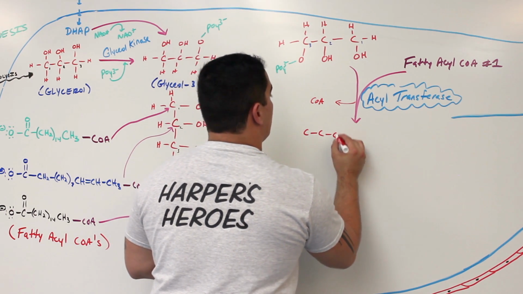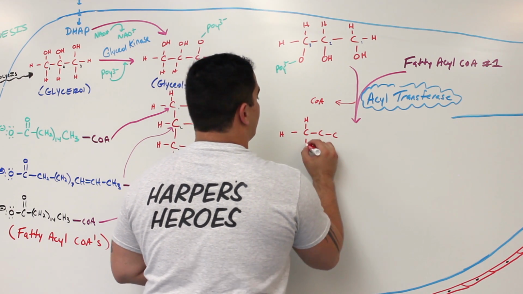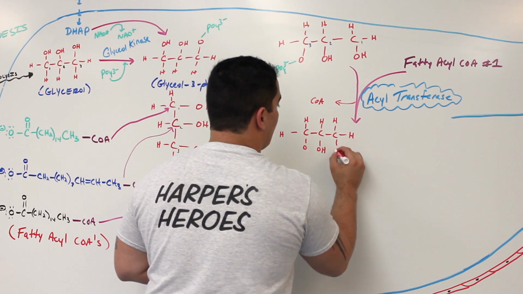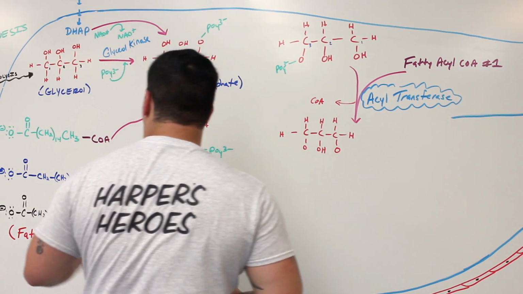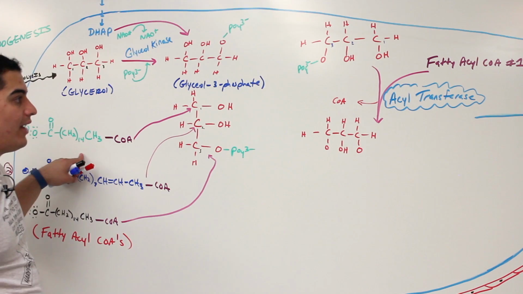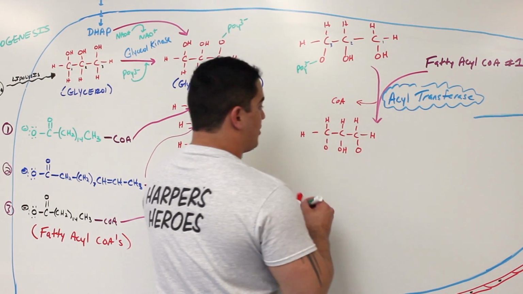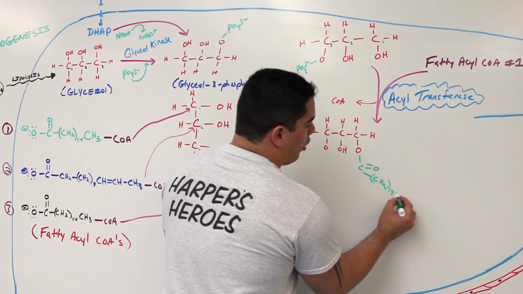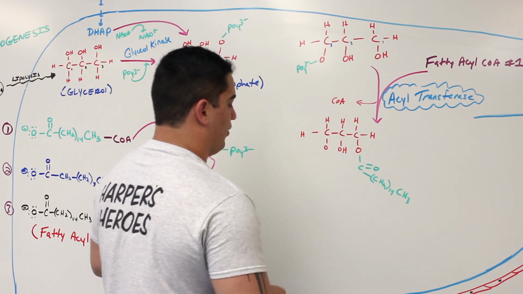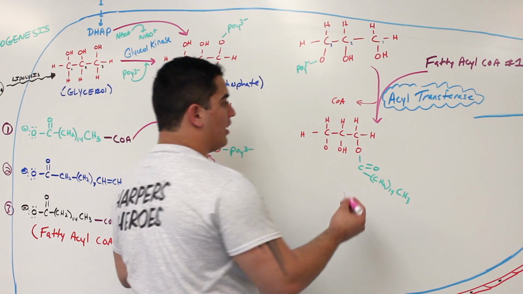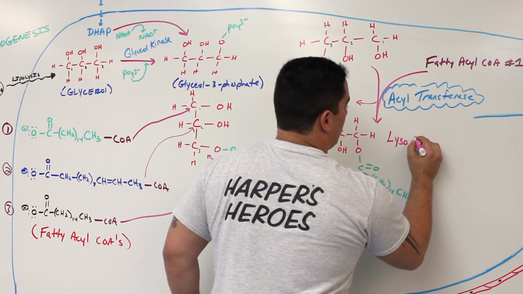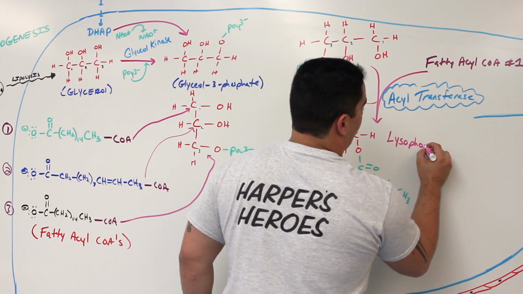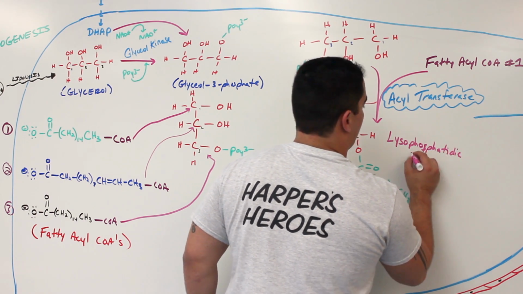I'm going to have my hydrogen here, still going to have my phosphate group there. That hasn't changed. But now look what's different. On the first carbon, I'm going to have my oxygen there, and this fatty acyl added to it, but without the CoA. So let's draw that: carbon, double bond oxygen, and a CH2, 14 carbons like that, with a CH3. What do I call this molecule? This first molecule that we just formed is called lysophosphatidic acid.